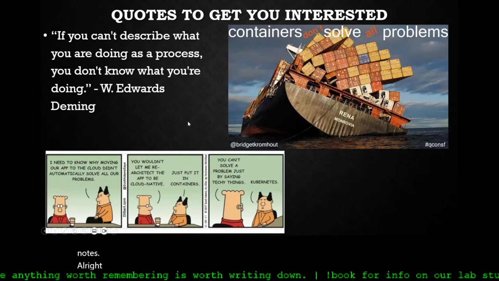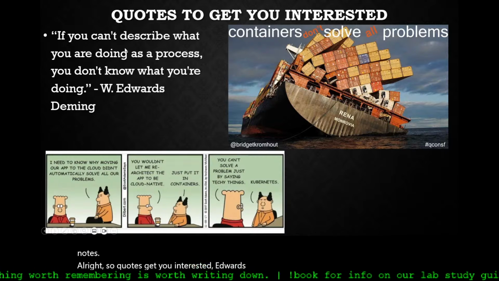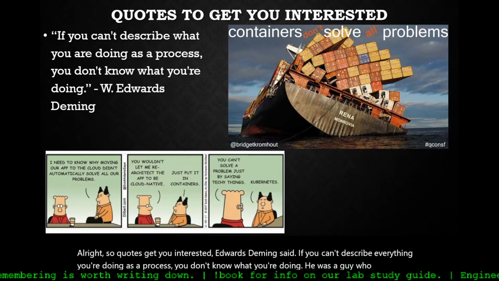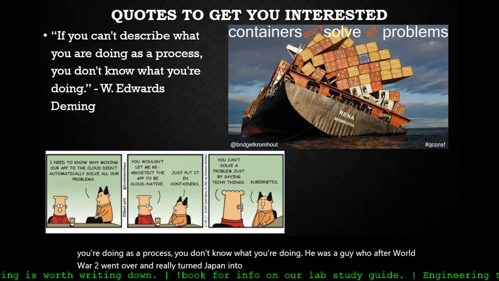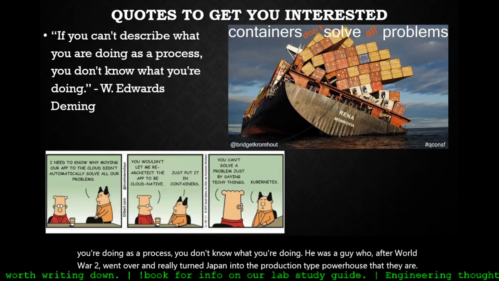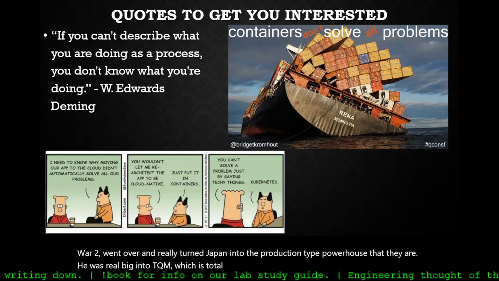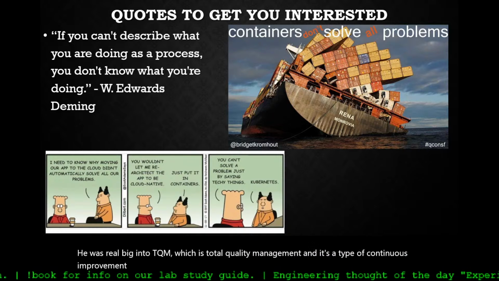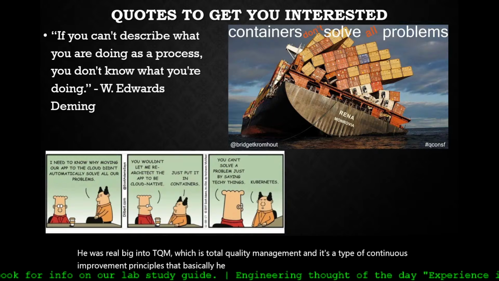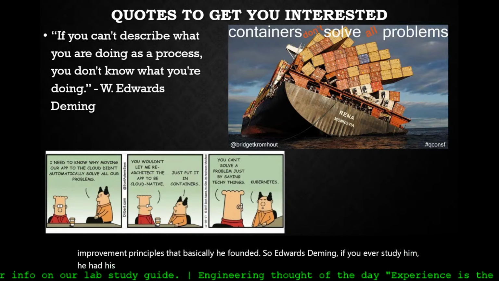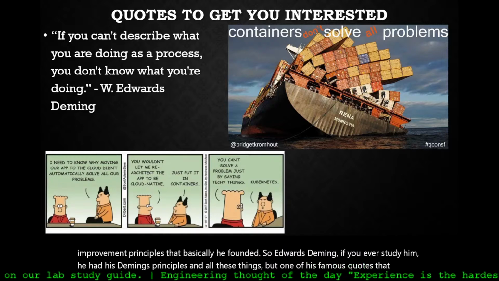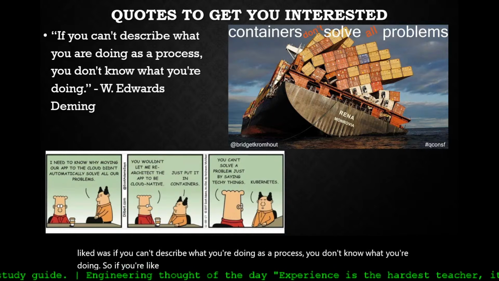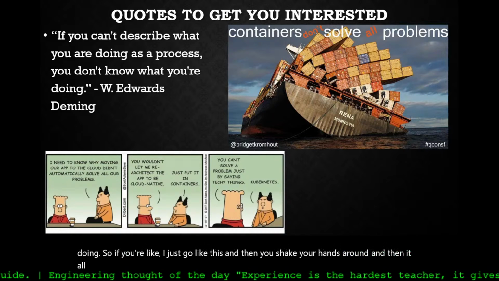All right, so quotes get you interested. Edwards Deming said, if you can't describe everything you're doing as a process, you don't know what you're doing. He was a guy who, after World War II, went over and really turned Japan into the production powerhouse that they are. He was real big into TQM, which is total quality management, a type of continuous improvement principles that he basically founded. If you ever study him, he had Deming's principles and all these things, but one of his famous quotes that I always liked was, if you can't describe what you're doing as a process, you don't know what you're doing. If you just go like this and shake your hands around and then it all works, well, I'm sorry, you simply don't know what you're doing.